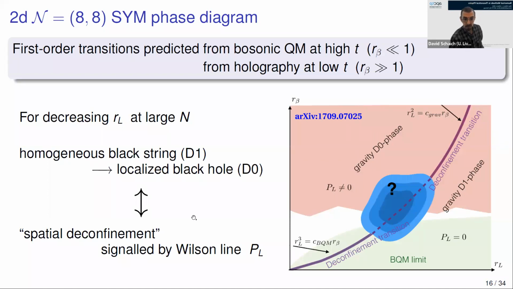And by holography, this is mapped in the field theory to what I will call a spatial deconfinement transition, signaled by the Wilson line in that spatial direction that I've called PL through its analogy with the Polyakov loop. And throughout all of these phase diagrams, the system needs to be thermally deconfined in order for this holographic mapping to black hole spacetimes to be valid.